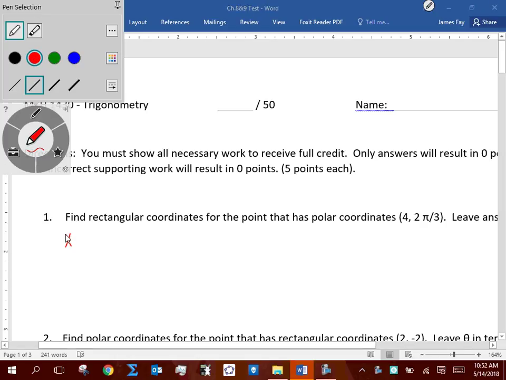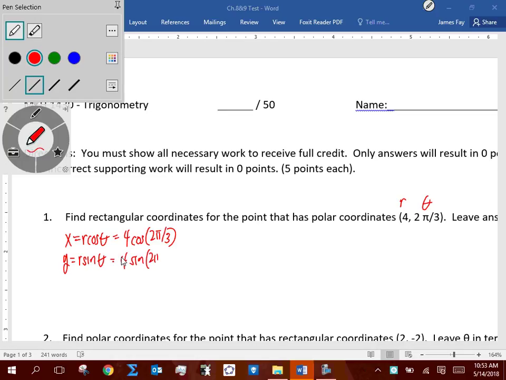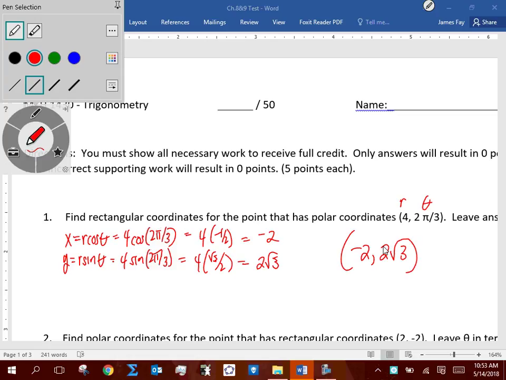So the first thing you gotta know is that x is equal to r cosine theta and y is equal to r sine theta, where this is r and that is theta. So x becomes 4 cosine of 2π/3, and y becomes 4 sine of 2π/3. Cosine of 2π/3 is negative 1/2, and sine of 2π/3 is radical 3 over 2. So this evaluates to negative 2, this evaluates to 2 radical 3, and there's your ordered pair in x and y coordinates, rectangular coordinates.